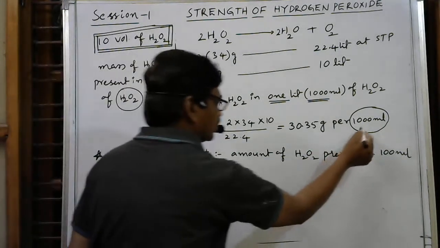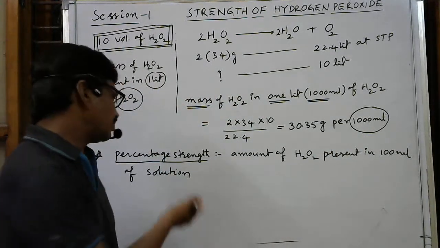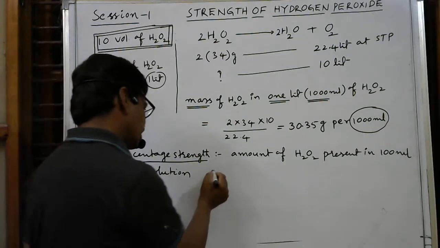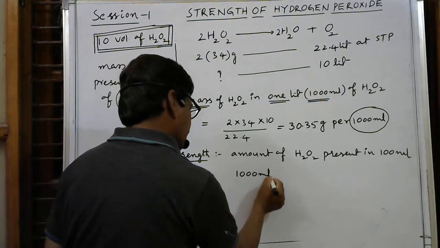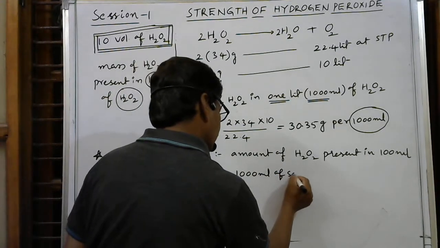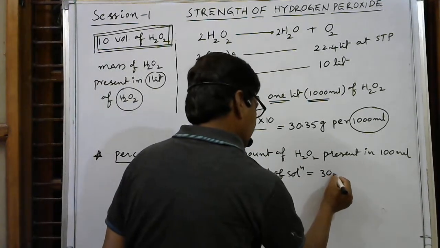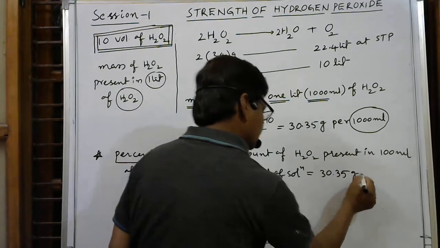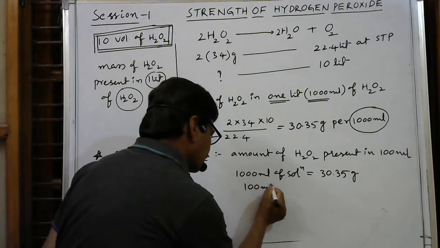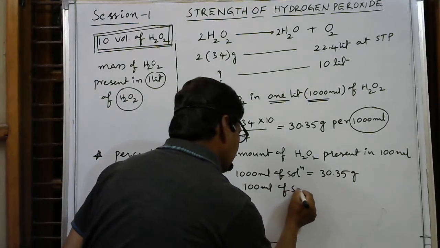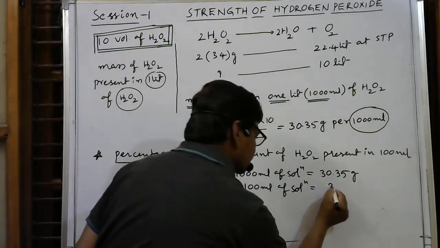Here, how much did you get? 1000 ml of solution. If you convert it into 100 ml, it is percentage strength only. So here I am doing the calculation per 1000 ml. Per 1000 ml of solution, the mass is 30.35 grams. Per 100 ml of solution, how much is it, because we are finding percentage strength?